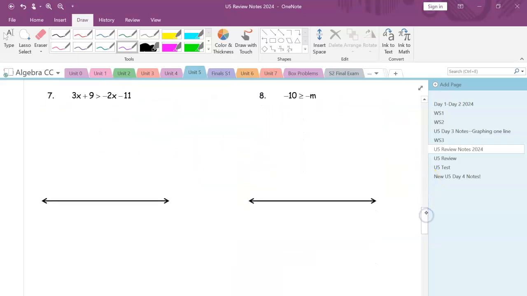All right, now let's practice some regular solving. What we're going to go ahead and do first is get our x's on one side. I always like to move the smaller x first, so I'm going to add 2x over. That's going to give me 5x plus 9 is greater than a -11. Make sure that negative comes down. And then we'll subtract our 9 on both sides.